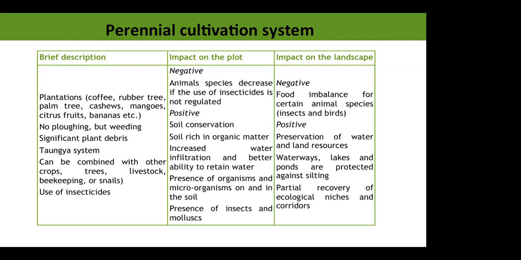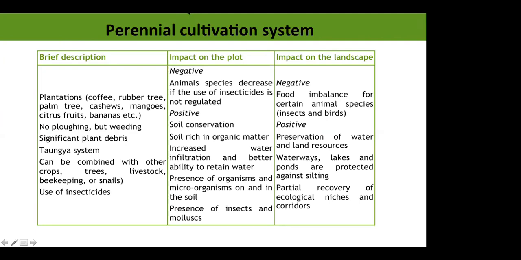So what are the negative impacts of this type of system on the landscape? We have food imbalance for certain animals or species, because sometimes some will just focus on coffee or one crop, or have few other crops planted in between, but there's imbalance because what this animal species or bird likes is not what the other one likes. So what are the positive impacts? We can see that in this system there is less negative impact on either the plot level or the landscape level. We have more positive impacts. The positive impact is the preservation of water and land resources. Waterways, lakes and ponds are protected against silting, and there's partial recovery of ecological niches and corridors. So these are the positive impacts of this type of system on the landscape.